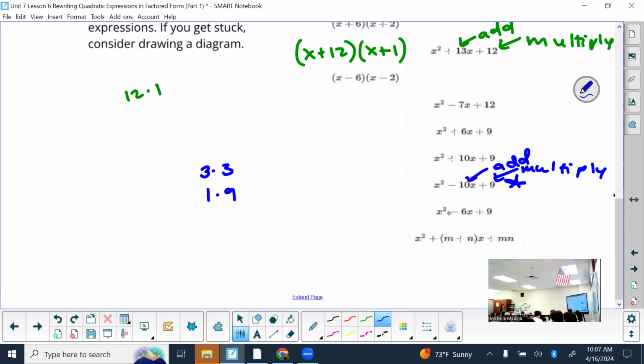Good. And since it adds to a -10 and multiplies to a +9, these would both have to be negative. So then when I write my factors in factor form, it would be x minus 1 times x minus 1. Questions on that?